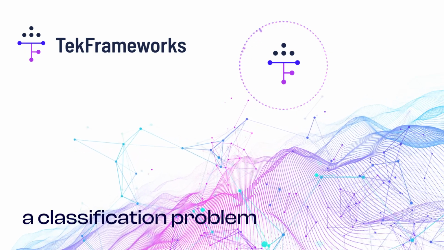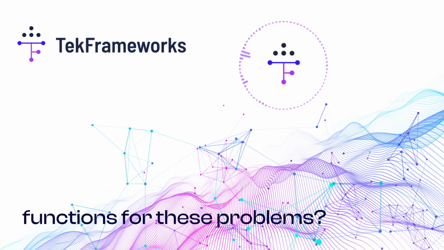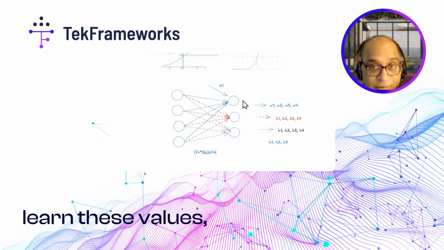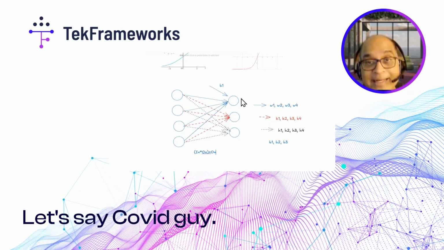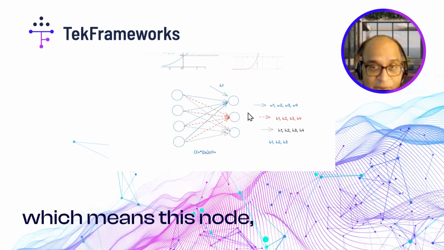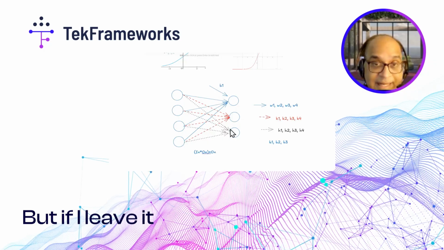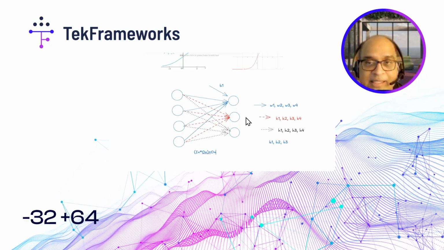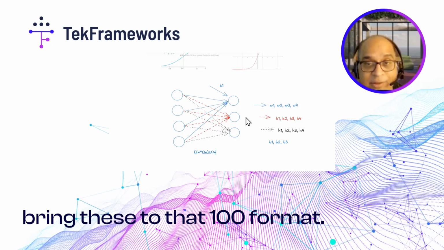In the previous video, we learned to represent a classification problem with more than two possible classifications as a perceptron. What about the activation functions for these problems, Dr. Murthy? Now this is not done yet, because how do I want my output? Let's say COVID guy, I want it to be 100. Flu guy, I want it to be 010, which means this node output should be 0, this node should be 1. And healthy guy, I want it to be 001. But if I leave it without activation, these values will be 28, minus 32, plus 64, whatever those values may be. So I need one activation to actually bring these to that 100 format.